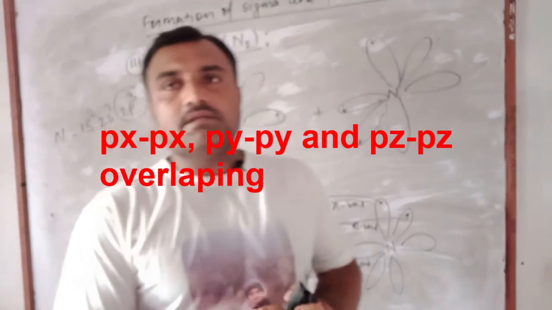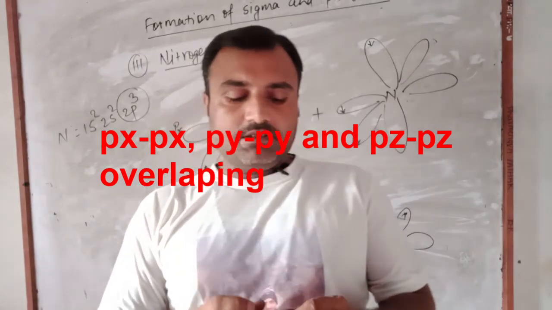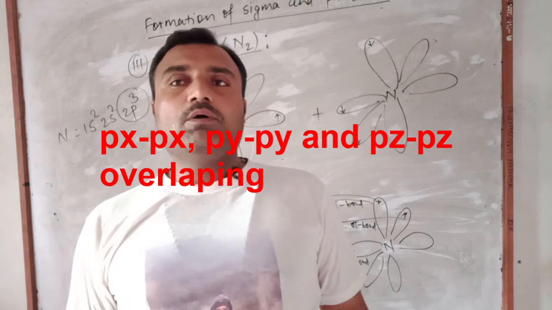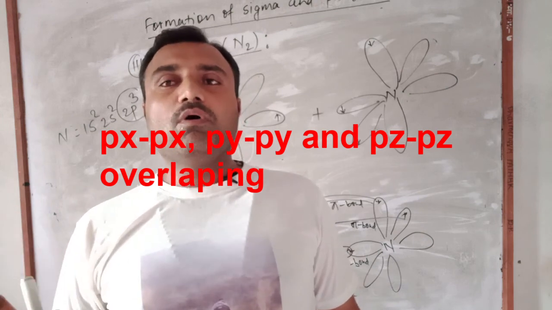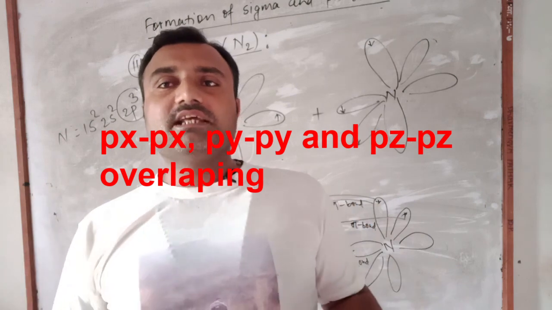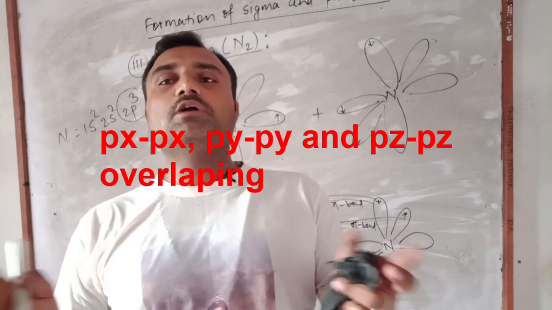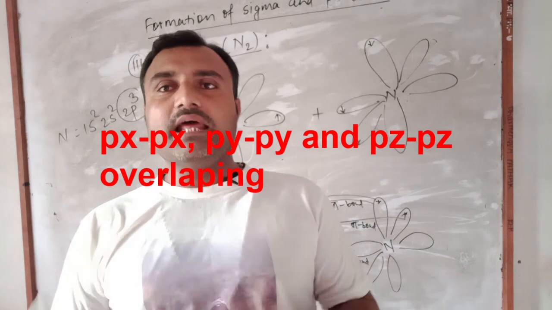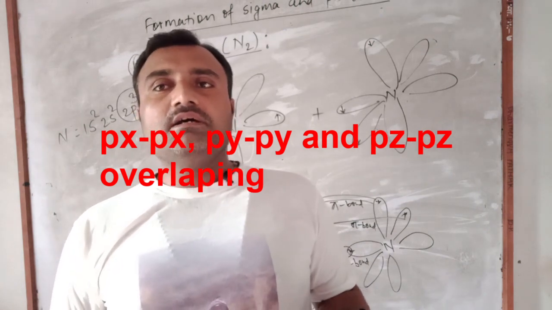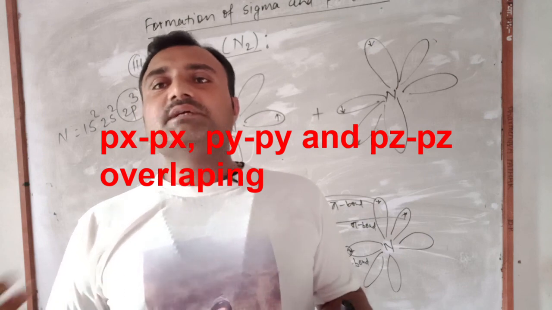According to valence bond theory, different types of bond exist, and those bonds give different strengths that depend upon the extent of overlapping. In the next video we discuss more structure, hybridization and shape of molecules.